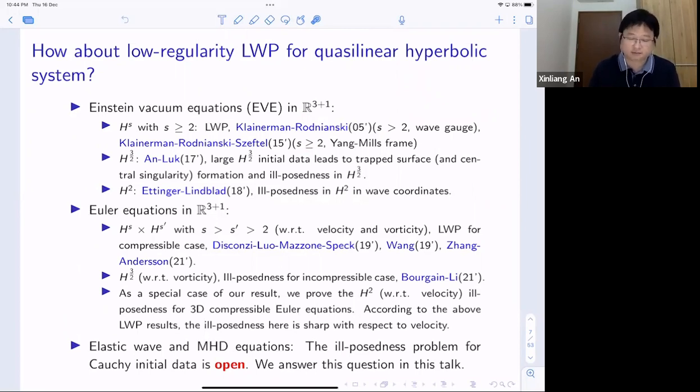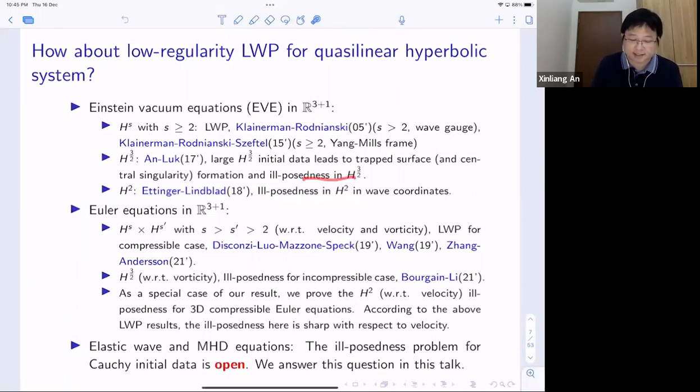This kind of philosophy was confirmed by me and Jonathan Luk in 2017. We construct a stable phenomenon, showing that for large H3/2 norm, this will indeed lead to a very tiny trapped surface formation and a further central singularity formation. Philosophically, this tells us that we have ill-posedness in the H3/2 norm, but the mechanism is the central singularity. But there's a gap.